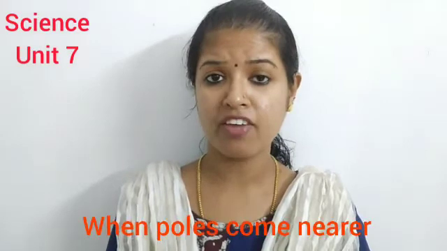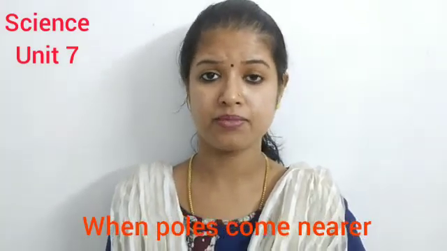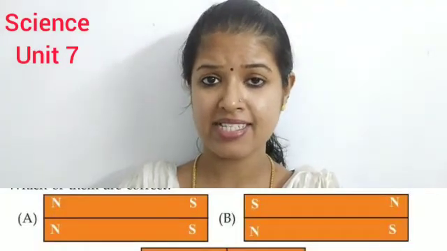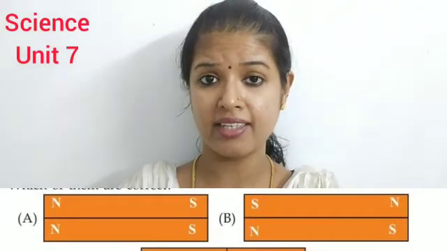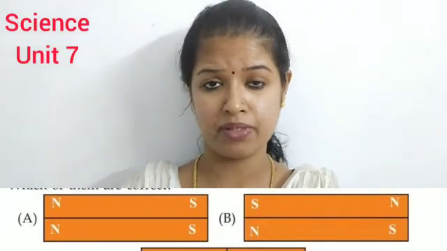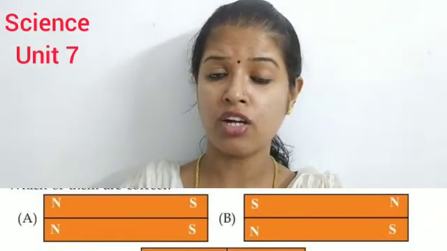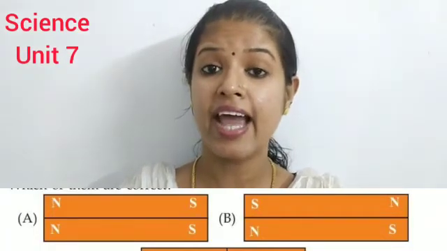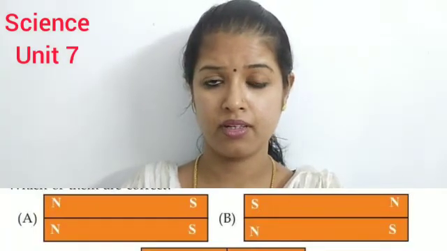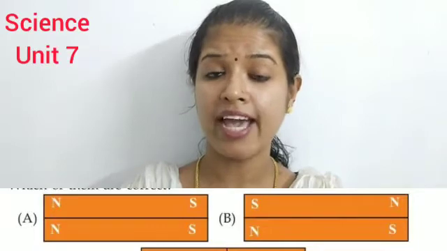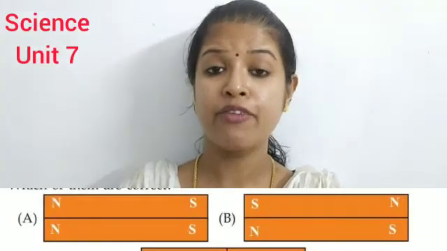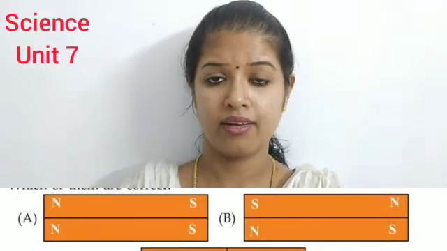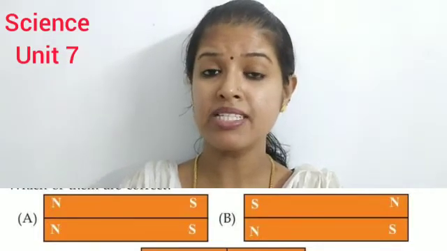Now under the topic when poles come nearer. We know that the ends of the magnets are called the poles of the magnet. When two magnets are brought together and the poles are of the same type, if north and north is there, they are called like poles. Or if south and south is there, they are also like poles. Poles of the same type won't attract each other. They will only repel. Repel means they won't attract.